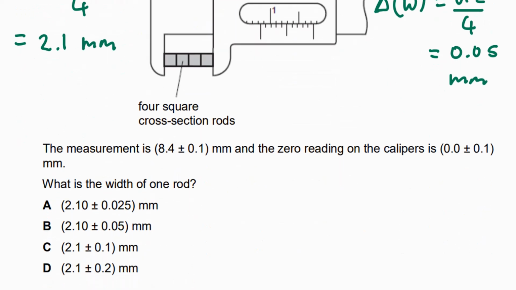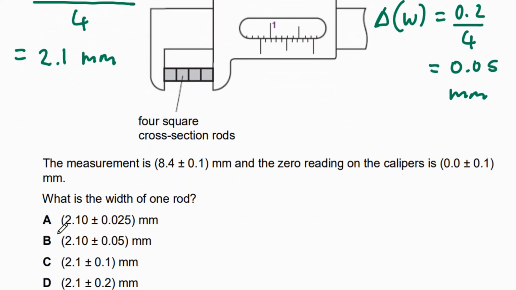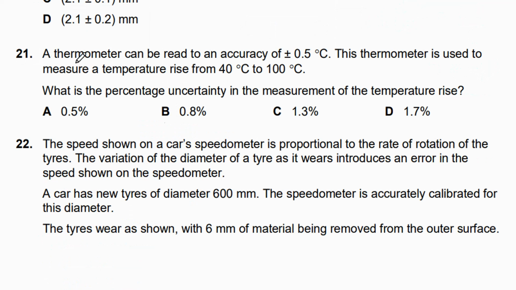So which of these answers then do we take? It's clearly B. B is the only answer here with an absolute uncertainty of 0.05. Let's look at question 21.